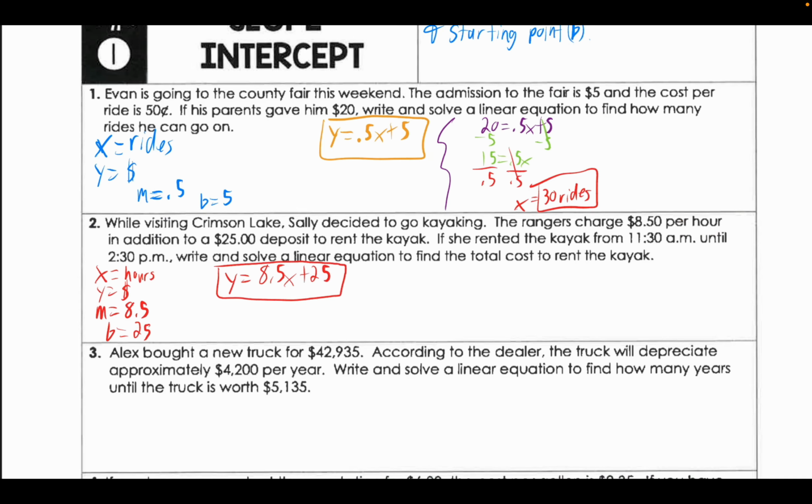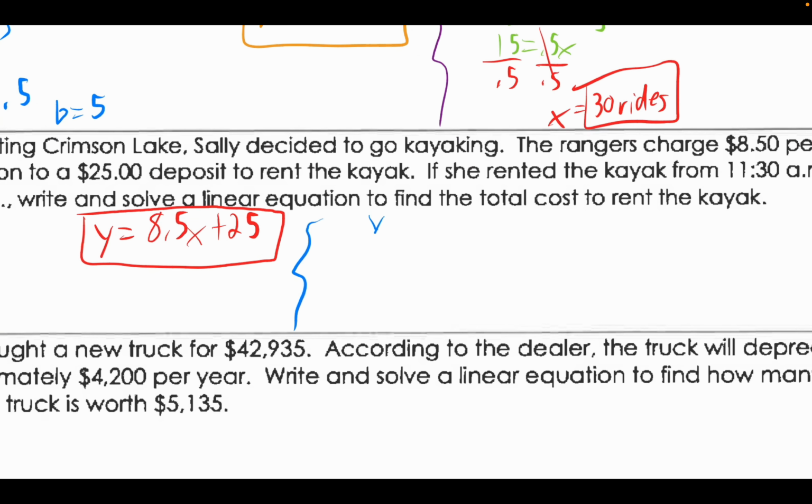Now as we continue the problem, continue to read, if she rented the kayak from 11:30 a.m. until 2:30 p.m., write and solve a linear equation to find the total cost to rent the kayak. So we're supposed to find y, which means we need to plug in a number of hours. We're told she's renting from 11:30 a.m. to 2:30 p.m. That is 3 hours. So we're going to take that equation that we just made and plug x in as 3. So we're going to have y equals 8.5 times 3 plus 25. And that's going to give us y equals 25.5 plus 25, which is really y equals $50.50.